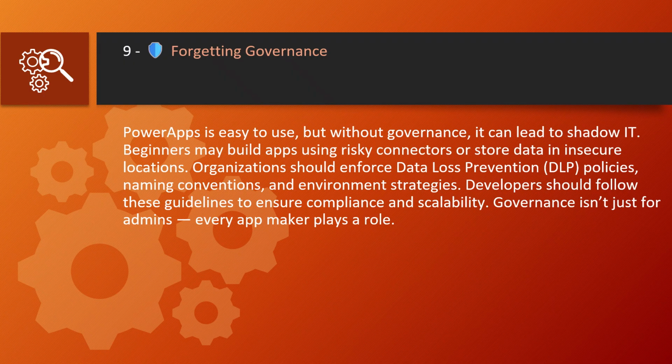Forgetting governance. Power Apps is easy to use, but without governance, it leads to shadow IT. Beginners may build apps that use risky connectors or store data in insecure locations. Organizations should enforce data loss prevention (DLP) policies, naming conventions, and an environment strategy. Developers should follow these guidelines to ensure compliance and scalability.